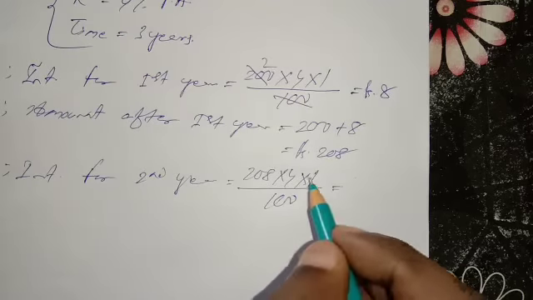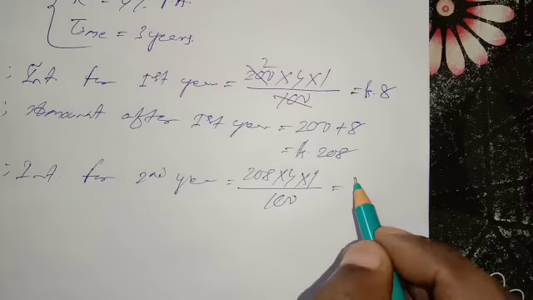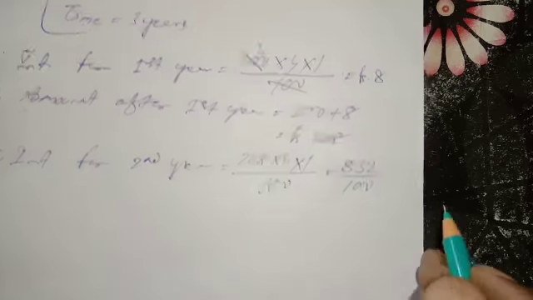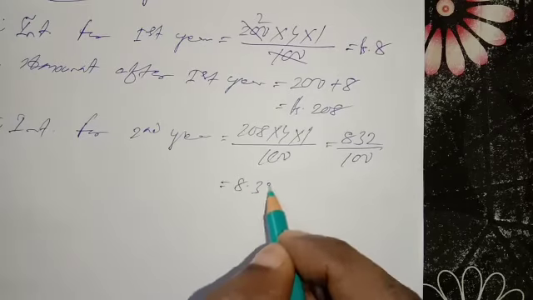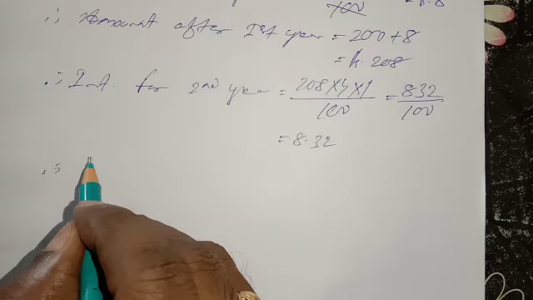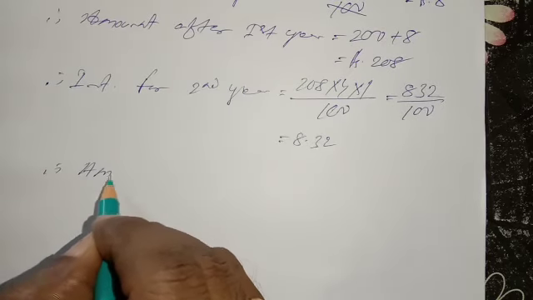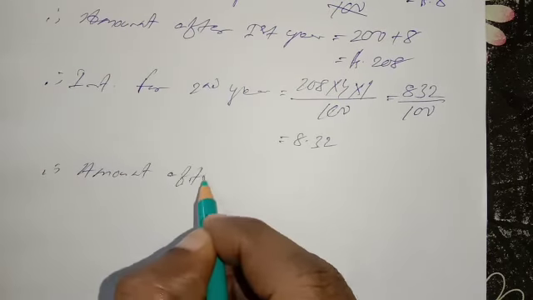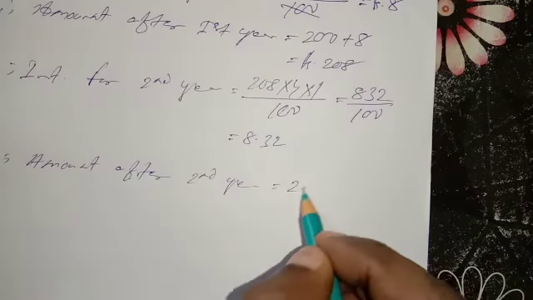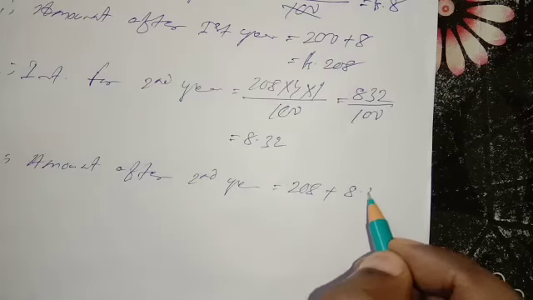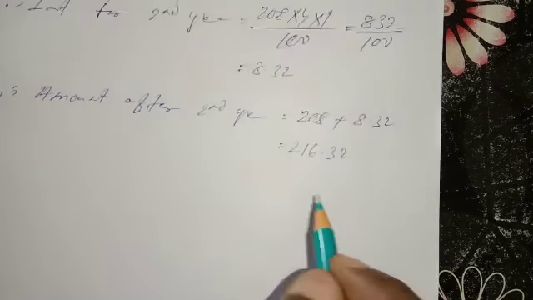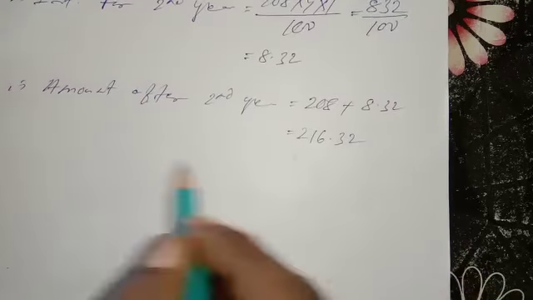That means it is coming 4 8s are 32, 832 by 100. It is coming 8.32, 8 rupees 32 paise. Therefore, amount after second year. The last principal was 208 plus 8.32. It is coming 216.32. This is the principal for third year.